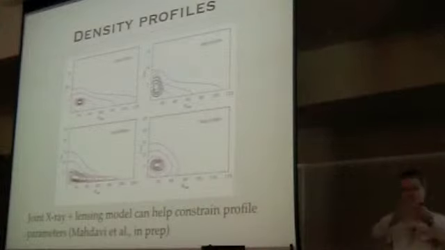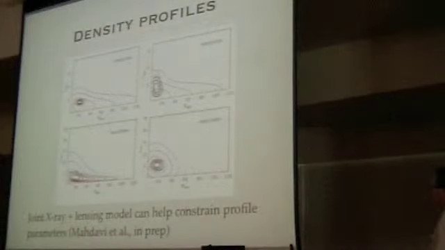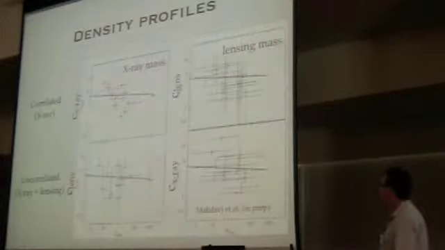Because the X-ray provides a very good measurement on small scales, whereas the lensing provides a good constraint on large scales. So that's indicated here, where you can see the X-ray in red and lensing in blue. And once you combine them, you can do much better.